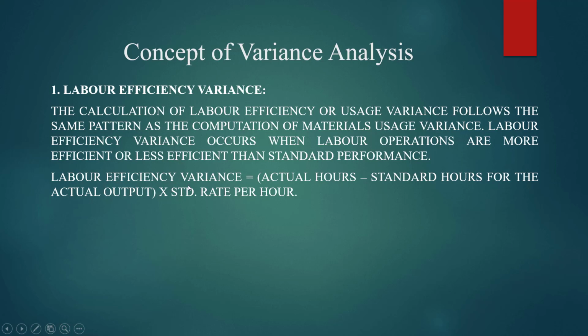That is, labor efficiency variance is actual hours minus the standard hours for actual output. That is, how many actual hours they have taken for doing a particular work, and whether it is according to the standard hours set by the organization or not. If it is not, there will be a difference, right? There will be a difference which will be multiplied with the standard rate per hour. What is the rate? How much wages they have to be paid per hour. It will be multiplied with the standard rate.